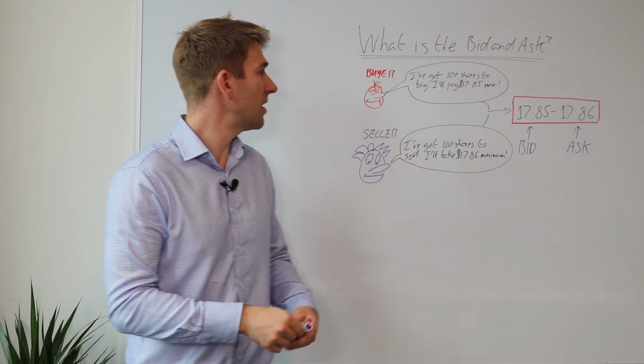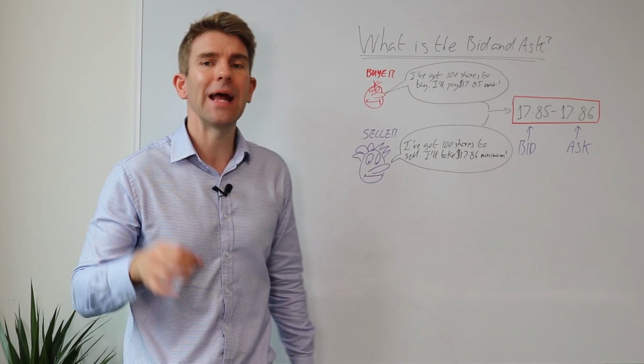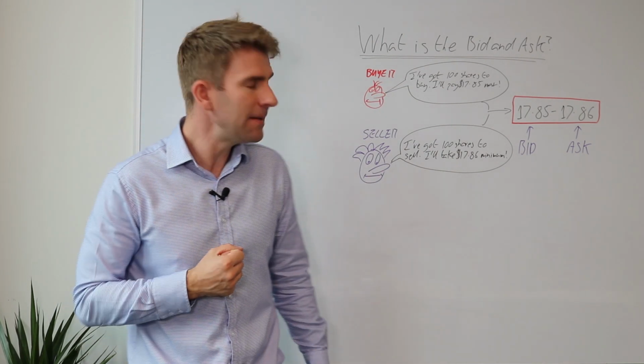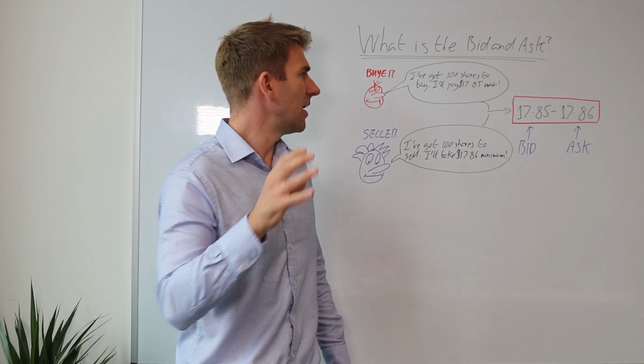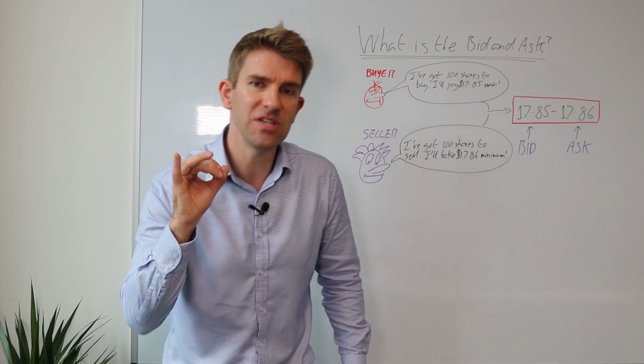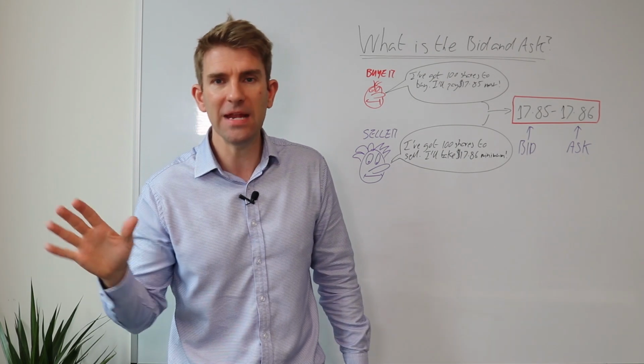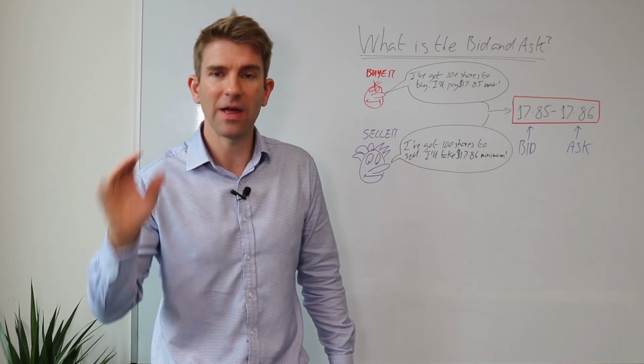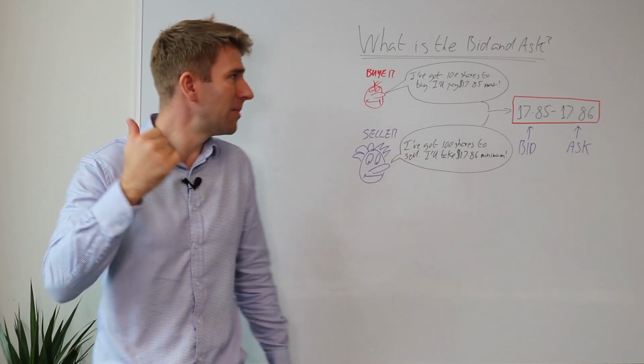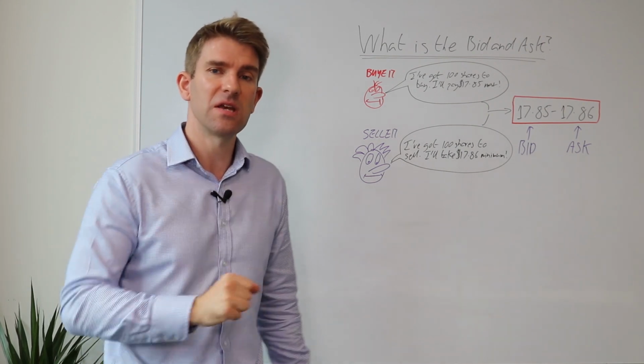Imagine this buyer says, you know what, I wouldn't mind buying some shares in this company. I'd like to buy 100 shares, but I'm only going to pay $17.85 maximum for them. Not a penny more, not a cent more. I don't want to pay any more than that. That's the maximum. If I get them cheaper, then fine. But I'm prepared to pay $17.85 for them.